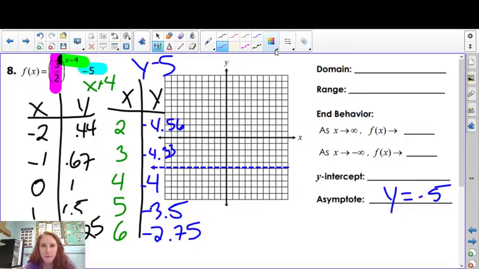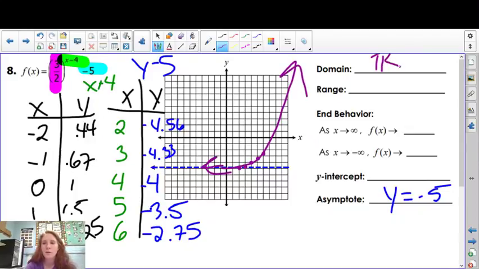Now I'm going to pop my points in purple. So 2, down almost to -5, barely there. 3, -4.56. 4, -4. 5, -3.5. And 6, -2.75. So then we're going to go ahead and connect our dots.